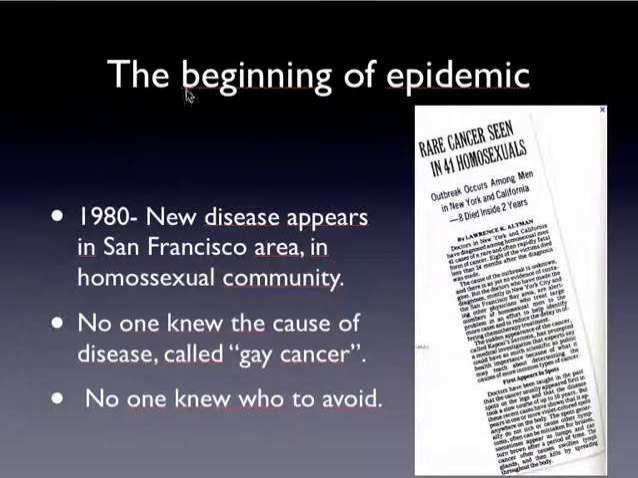So let's see how the epidemic unfolded. That's based on a true story, of course. In 1980, a new disease appeared in the San Francisco area in the homosexual community, and no one knew the cause of the disease, erroneously calling it gay cancer. As no one knew the cause of the disease, no one knew how to avoid it.